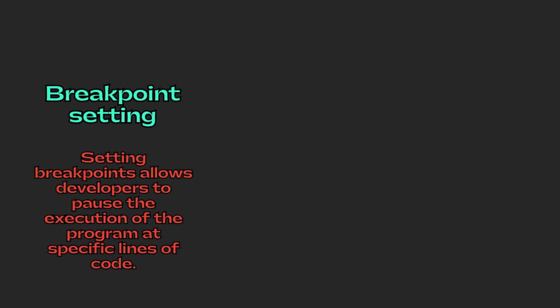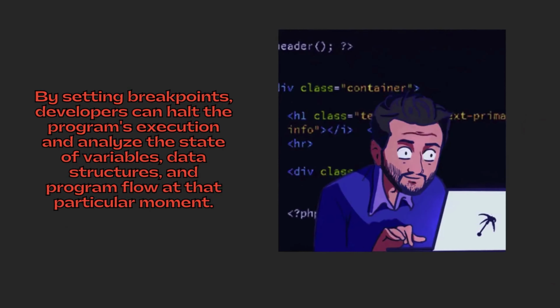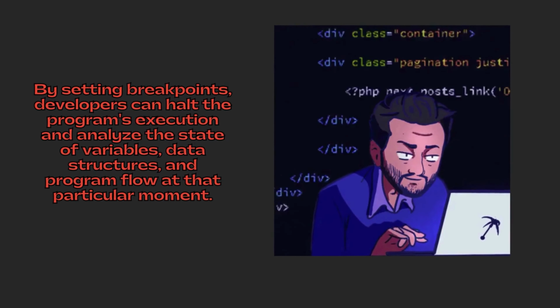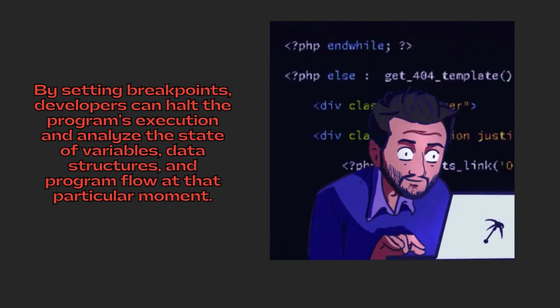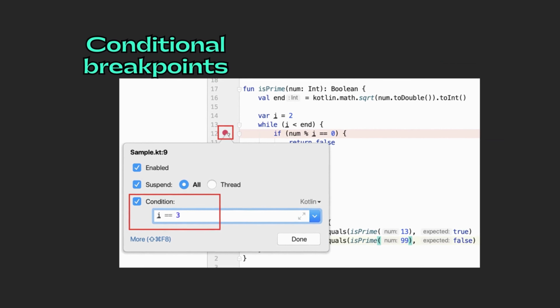Breakpoint setting. Setting breakpoints allows developers to pause the execution of the program at specific lines of code. By setting breakpoints, developers can halt the program's execution and analyze the state of variables, data structures, and program flow at that particular moment.